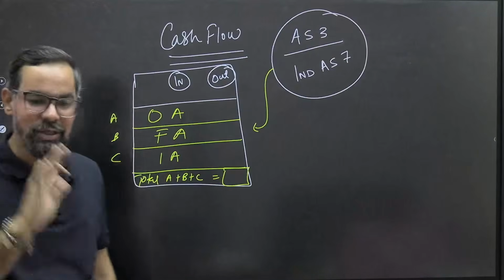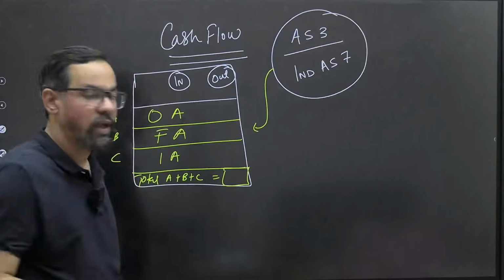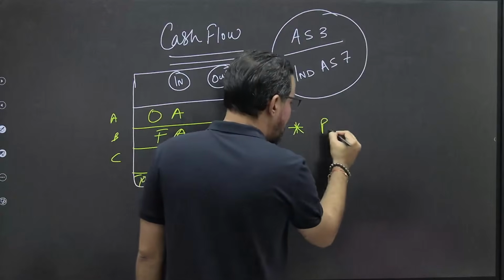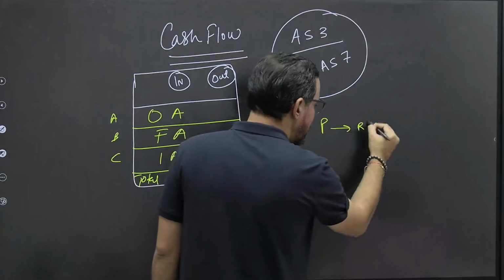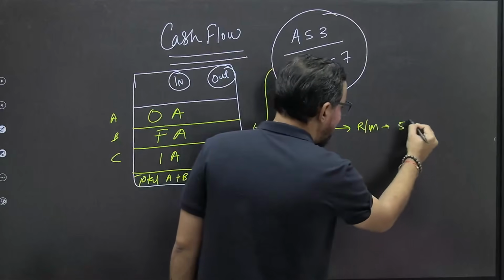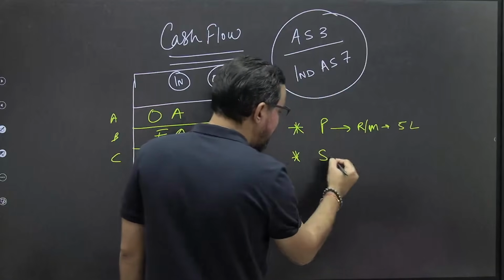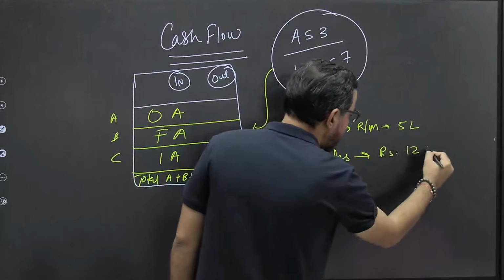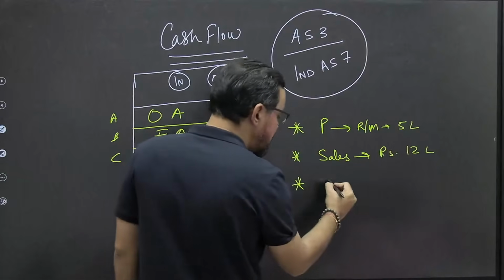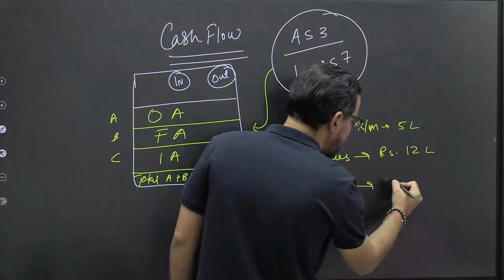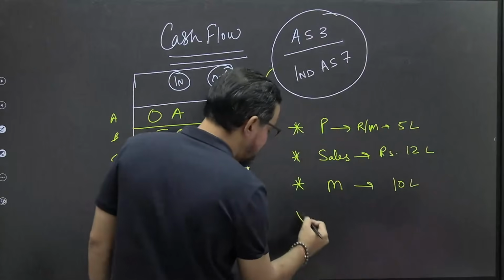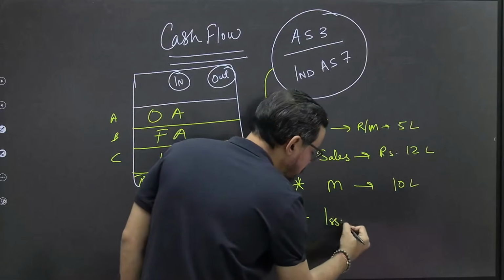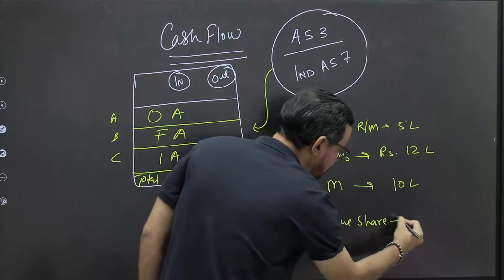Now what challenge are you going to face? They'll give you some entries. Let's say we did purchase of raw material worth rupees 5 lakh. Let's say we did sales of rupees 12 lakhs. Now let's say we purchase machinery worth rupees 10 lakhs. Let's say we issue shares during that particular period worth rupees 5 crores.